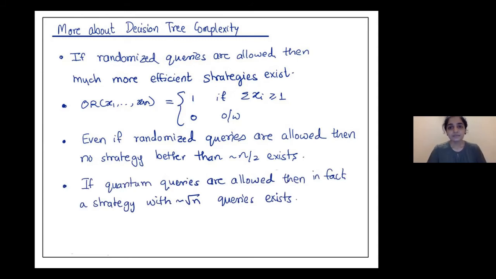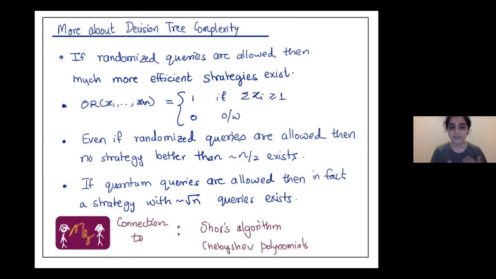But just to throw in some fun trivia for you, if you're allowed to use quantum queries, I haven't defined what they are, so it's okay if you don't understand, but say you are interested in something that sounds like this, you can Google it offline. What is known is that if you are allowed quantum queries, then there is a strategy that can do better than n by two. In fact, there is a strategy that can work with only square root n many queries.